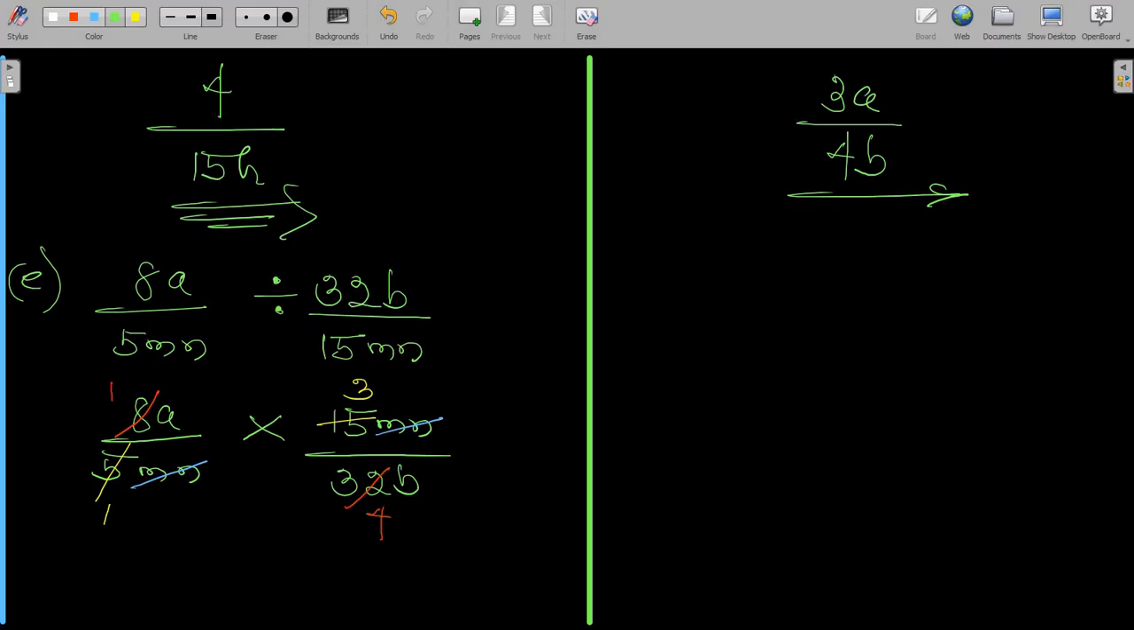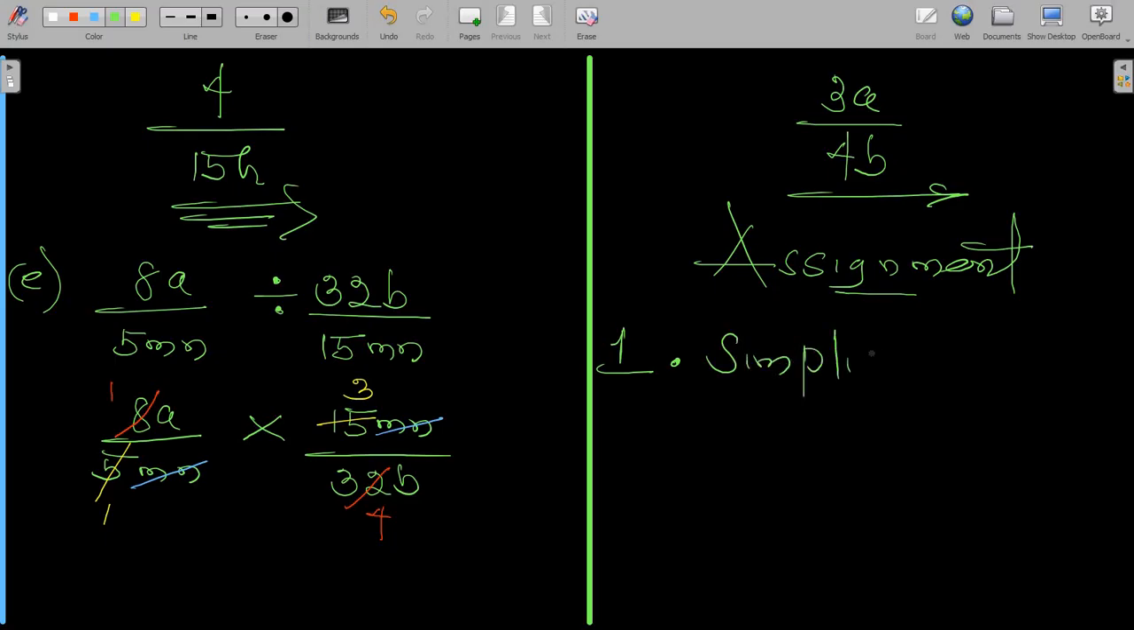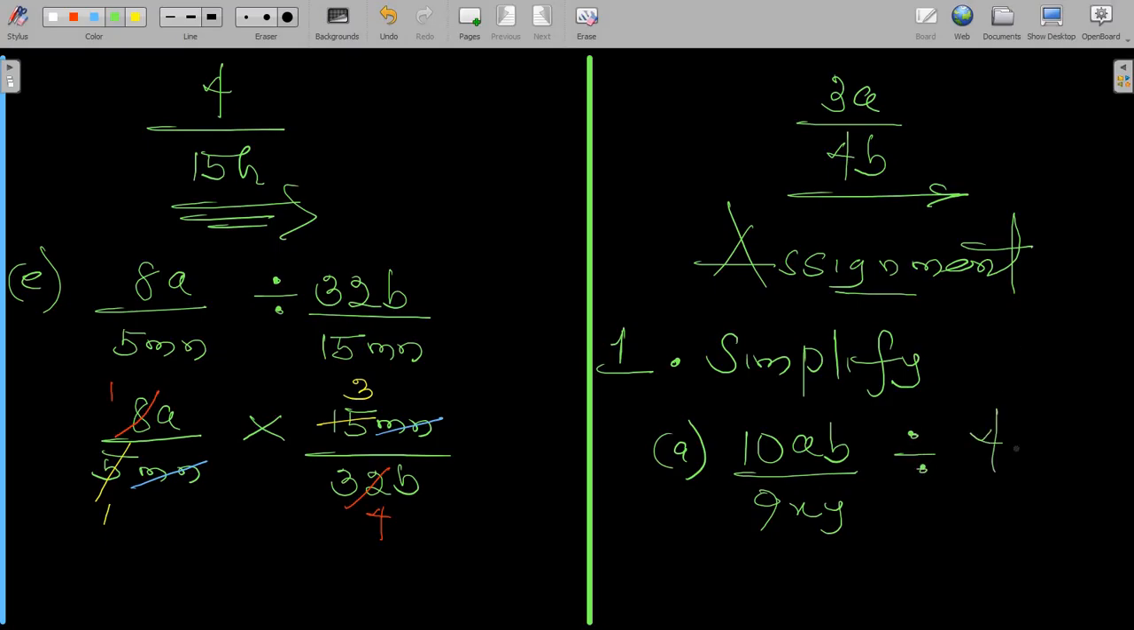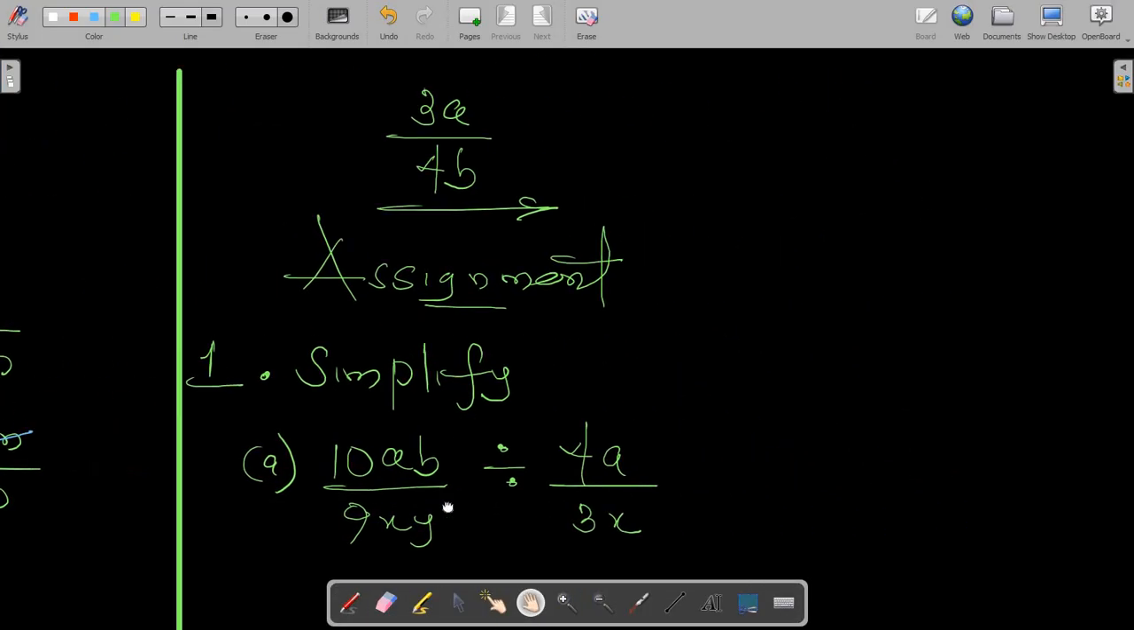So we have come to the end of today's class. Now let me write out the assignment for today's class. So please make sure that you share. So number 1, we have it like this. Simplify A. 10ab all over 9xy divided by 4a all over 3x.